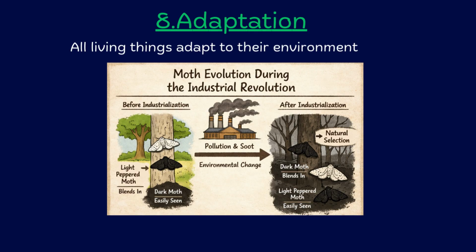Adaptations are not quick. They happen over many generations. They can involve physical traits, like color or shape, or behaviors, like migration or hibernation. Adaptations show us that living things are capable of evolving to meet the challenges of their environment.